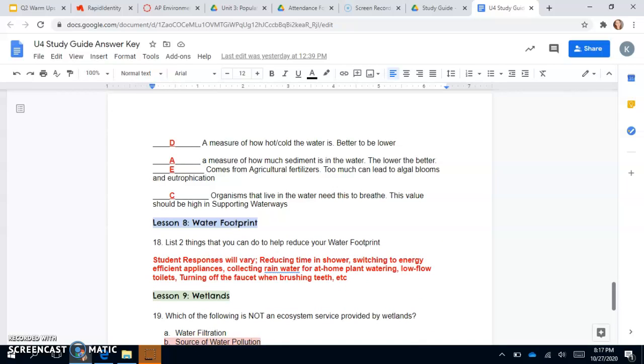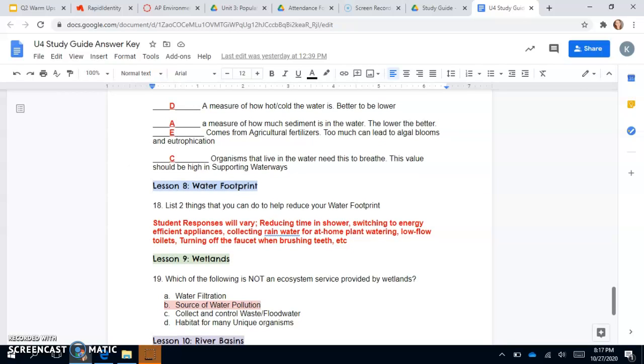This one says a measure of how hot or cold the water is. It's better to be lower, and that's going to be D, your temperature. The reason it's better for the temperatures of waterways to be cooler is because cooler water holds more dissolved oxygen, and dissolved oxygen is necessary for organisms to live.